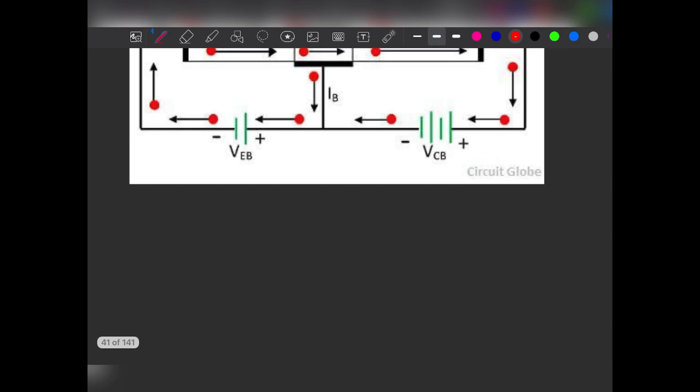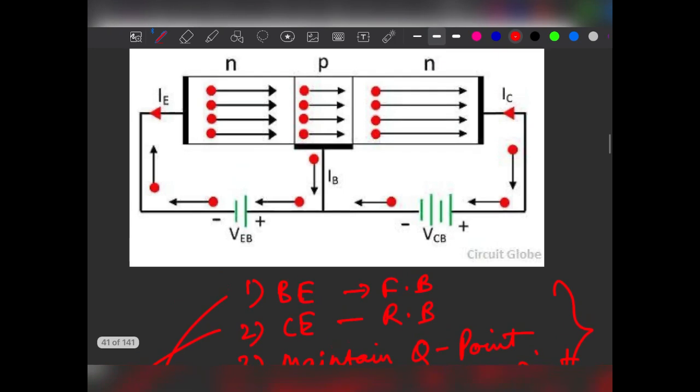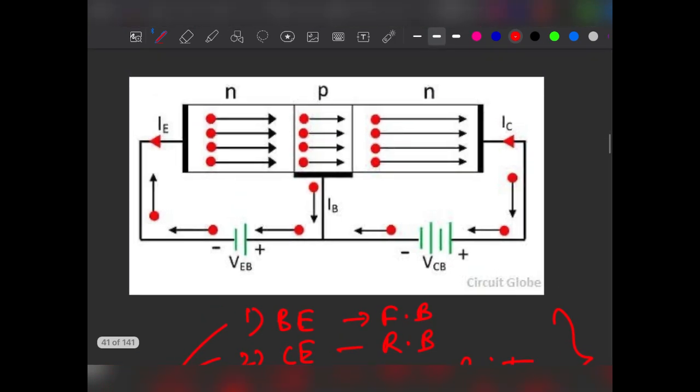For proper biasing, we have to maintain the base-emitter junction in proper forward bias, the collector-emitter junction in reverse bias, and maintain the Q point. Q point means stability point. If these three conditions are met, our transistor is properly biased, and we can control the current easily. So what will the question ask? Why, if the base is thin, what will happen?